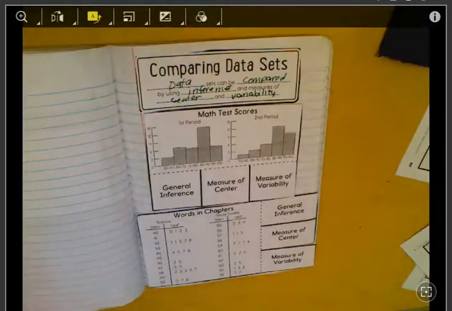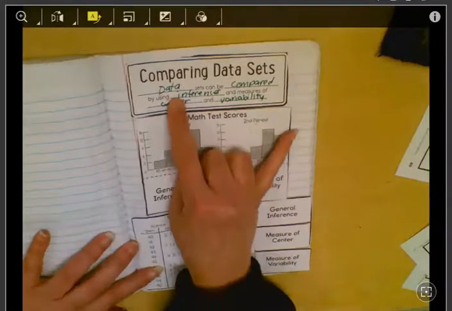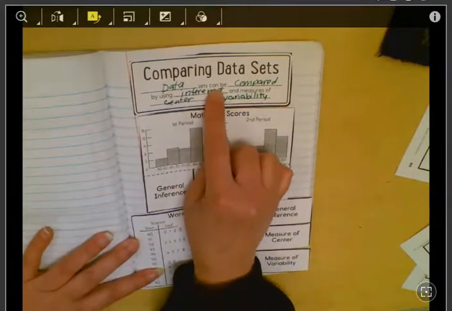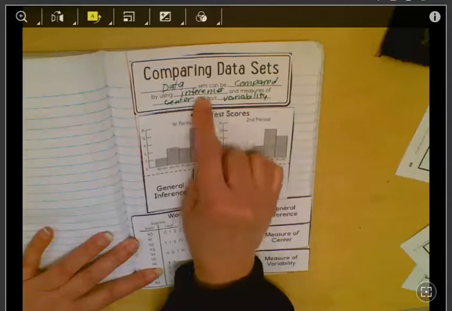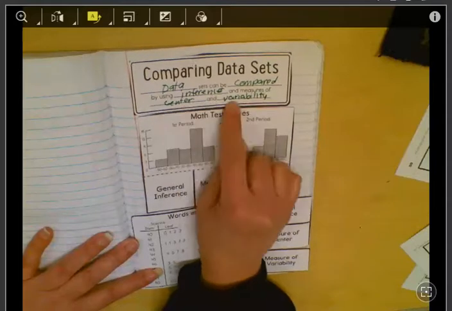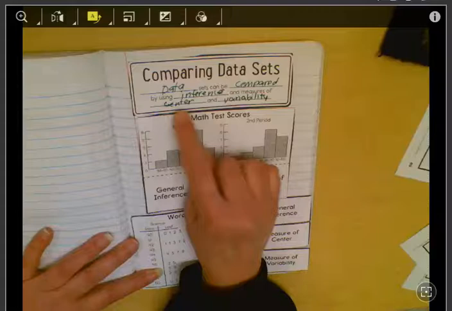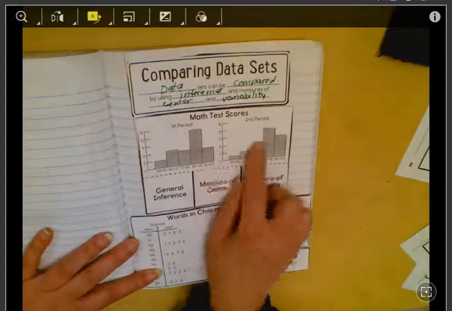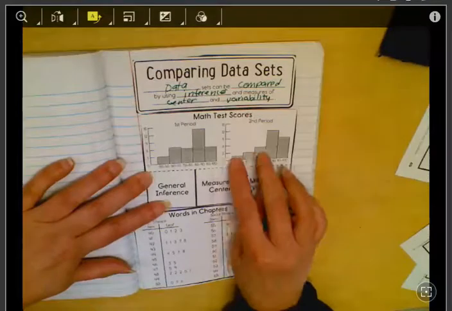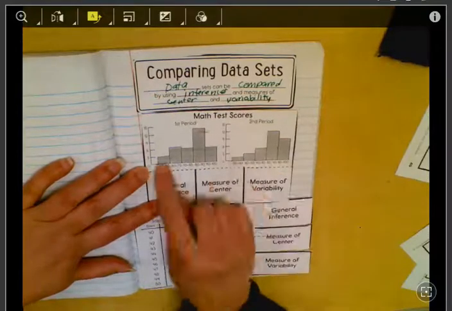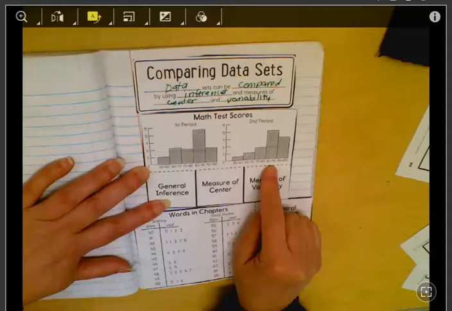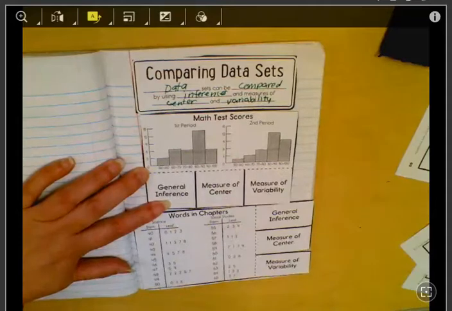Welcome back if you finally have yours cut out. What I want you to write up here is data sets can be compared by using inferences and measures of center and variability that we just talked about in the last page you should have made. So with that in mind, you're going to have a general inference when you take a look at these. This was math test scores from first period, the results in second period. So you look at that data and you got to think, what can I make for an inference?